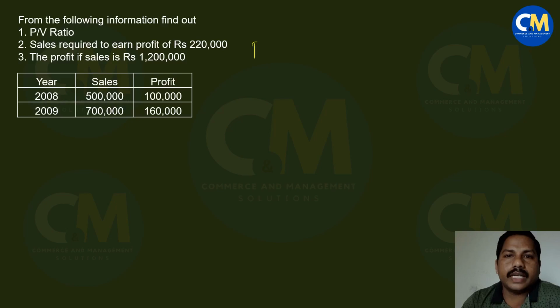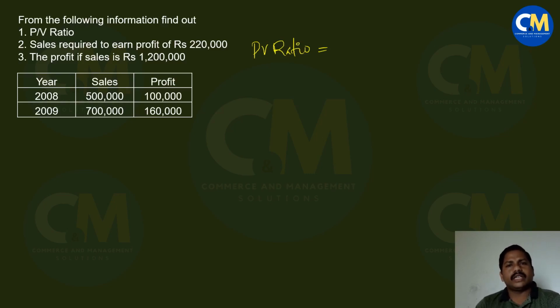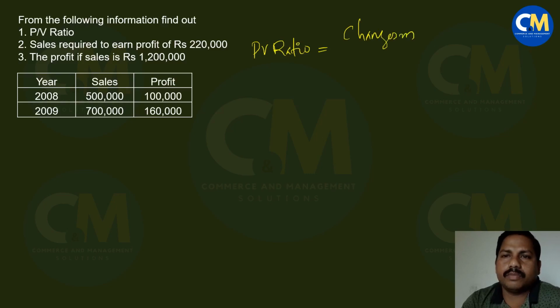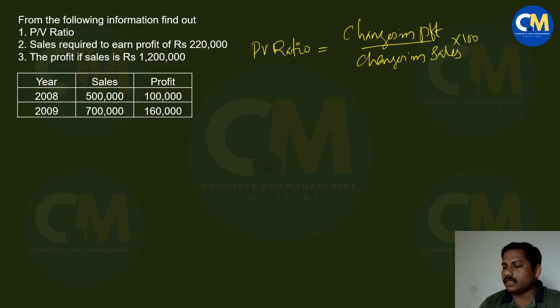Normally we know how to calculate the PV ratio: PV ratio is equal to contribution divided by sales into 100. But here contribution is not given. We cannot calculate variable cost, although sales is given. In this kind of situation, we can calculate the PV ratio by using another formula, that is, changes in profit divided by changes in sales into 100.